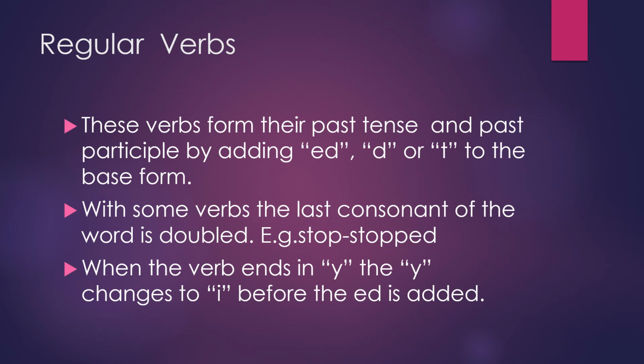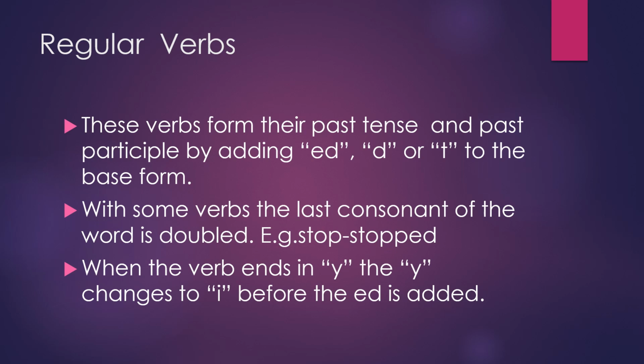All right, and of course, we know letters can be consonants or vowels. The vowels are A, E, I, O, U, and so the other letters would be the consonants. For example, a word like stop, the end consonant would be P. And so to form the past tense, we would double the P before we add ed.